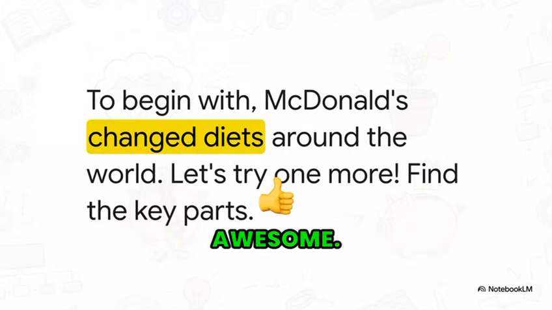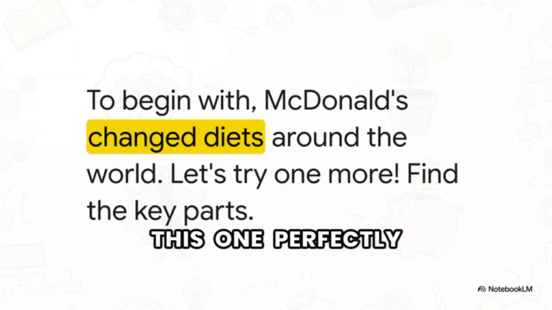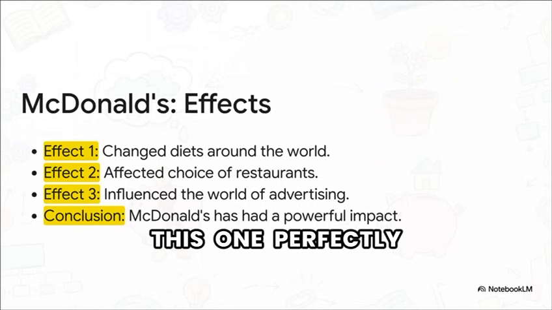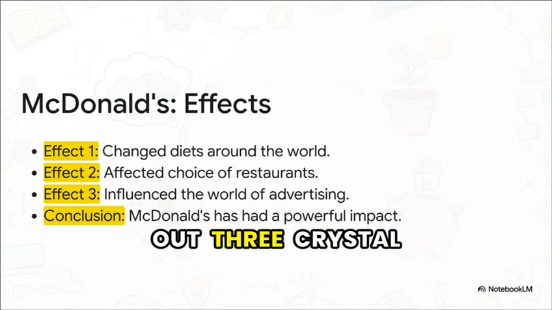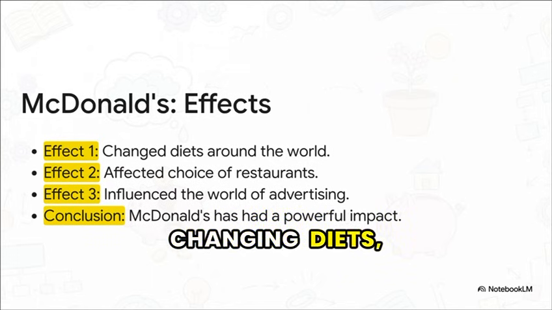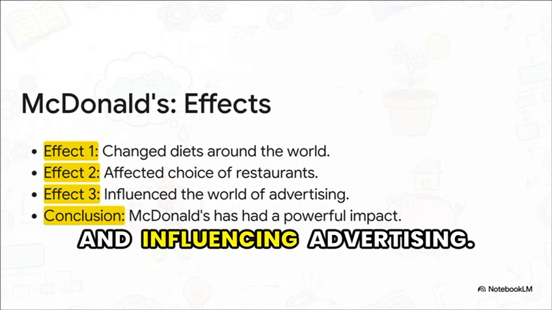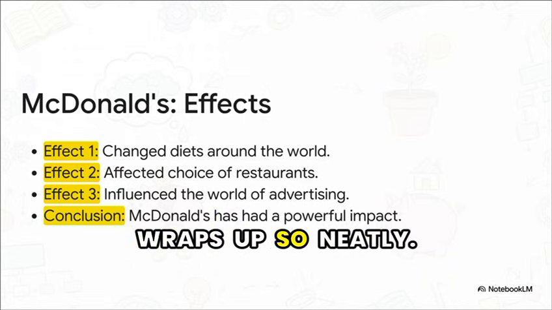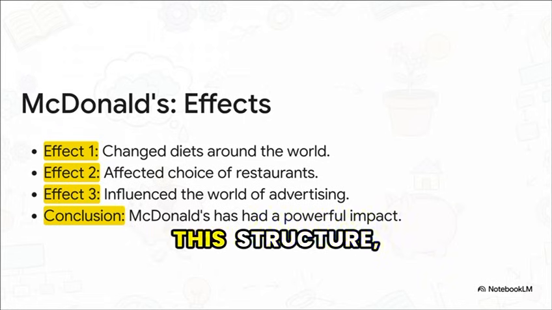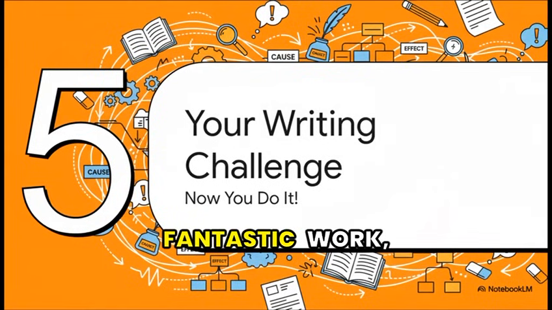Feeling pretty confident? Awesome. Let's try one more. This paragraph starts with, to begin with, McDonald's changed diets around the world. Same deal as before. Take a moment, pause the explainer, and see if you can spot those 4 key parts. And there you have it. This one perfectly illustrates the pattern one more time. The paragraph lays out 3 crystal clear effects: changing diets, impacting restaurants, and influencing advertising. Each point gets its own explanation, and it all wraps up so neatly. Seriously, once you see this structure, you can't unsee it.